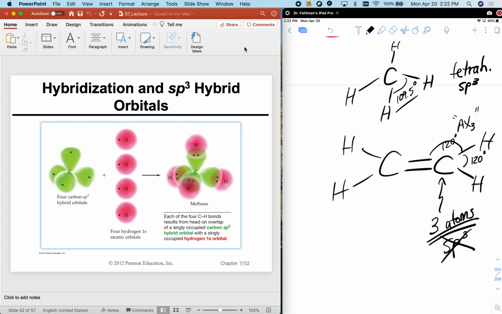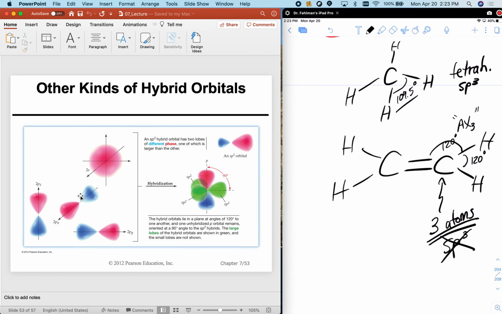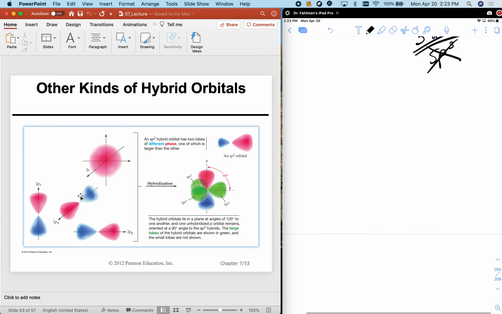So let's look at what happens there. I guess this is just showing overlaps. These are sp3s, and then your hydrogens just overlap along here. So that's for methane. All right, so now let's go back to this example. I'll just move them over a little bit. So this again is our carbon.